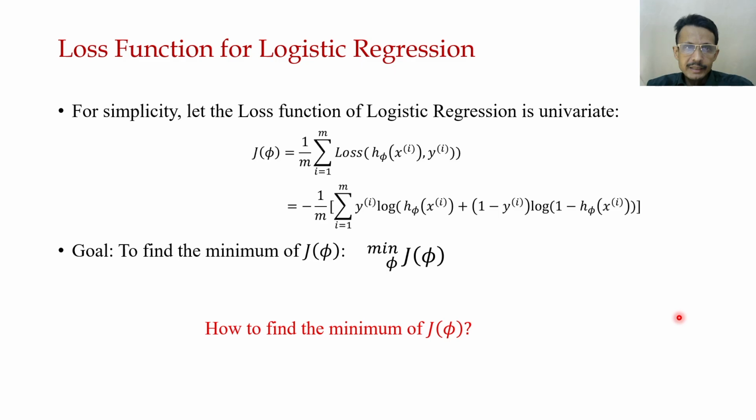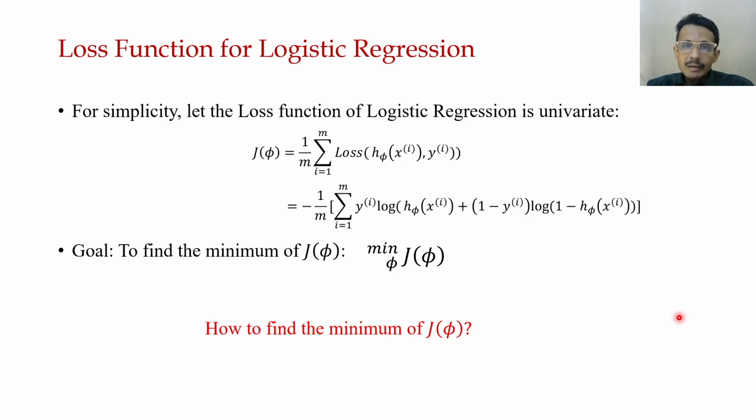So what we have seen is that the loss function of logistic regression for the univariate case is J(φ) = 1/m times the sum over i to m, where m is the number of samples, of the loss of h_φ(x_i), y_i. That was for the single sample. Now we sum it up over all the m samples.